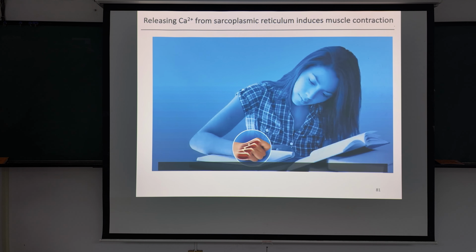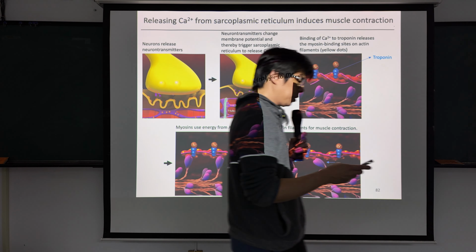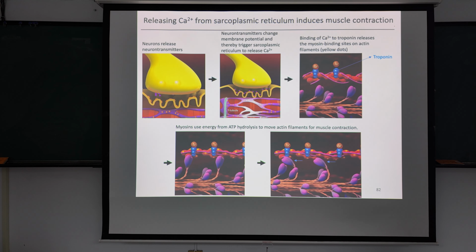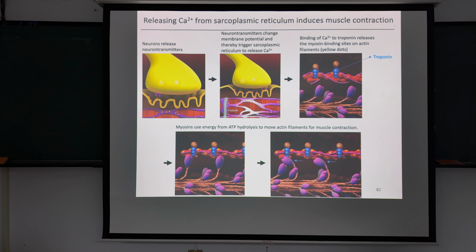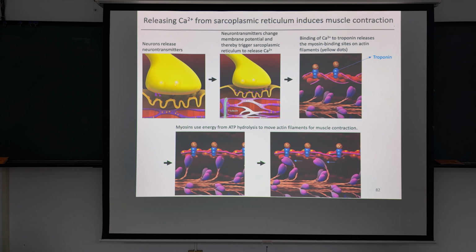Okay, so just quickly to remind you: why can we control muscle? It is because our mind will activate a certain neuron circuit, which will release neurotransmitters from the neuron cell connected with our muscle. And those will activate the sarcoplasmic reticulum to release.